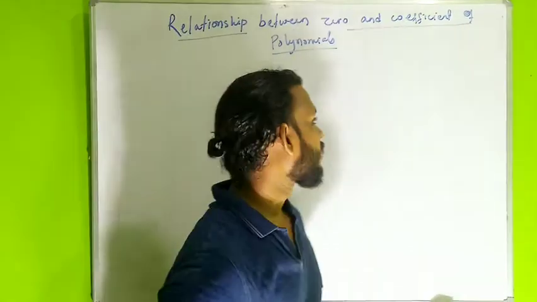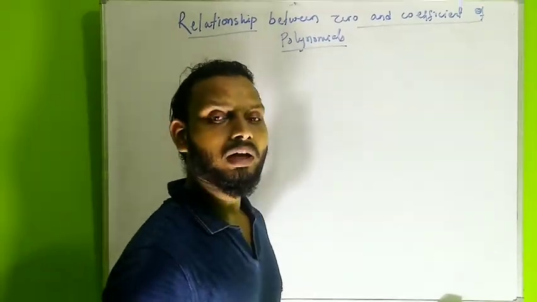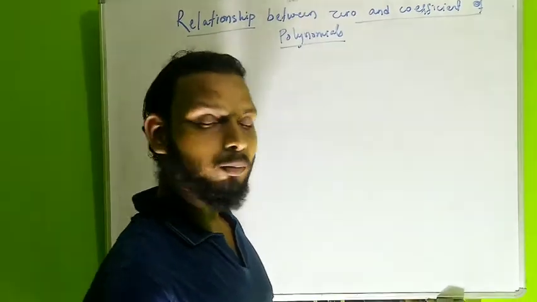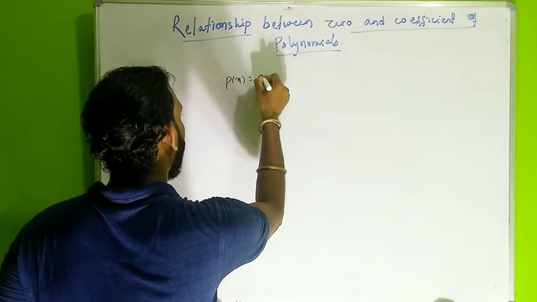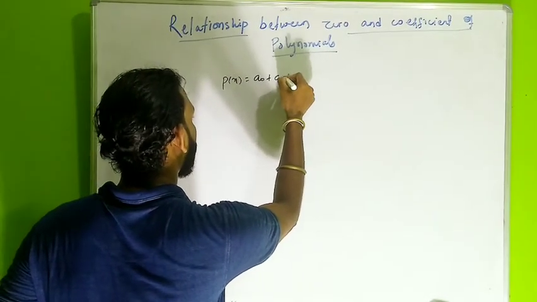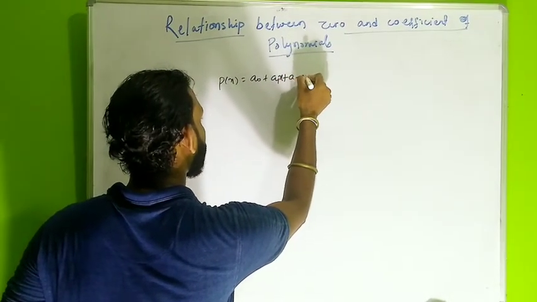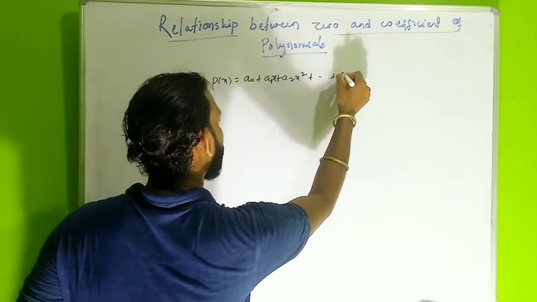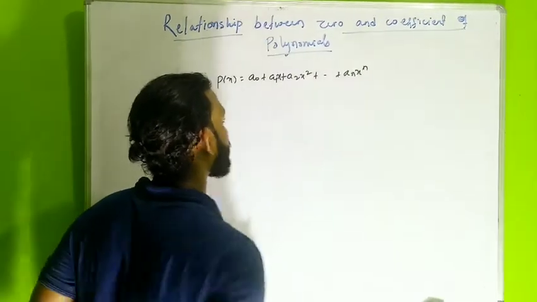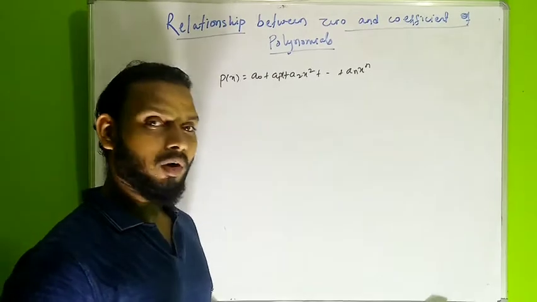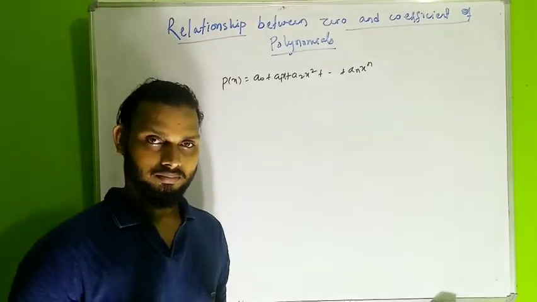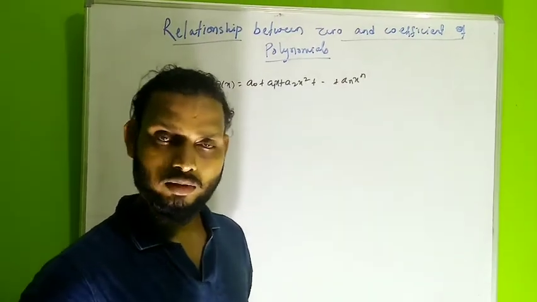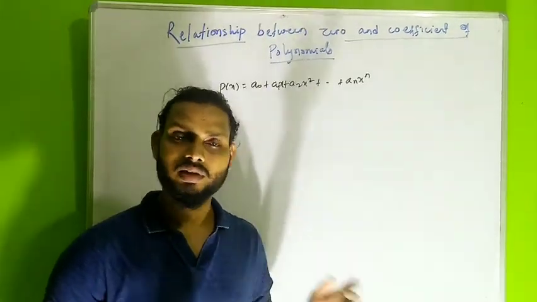So let us consider the general polynomial. You know that p(x) is equal to a0 plus a1 x plus a2 x squared and so on, up to an x to the power n. This is the general form of a polynomial of degree n if an is not equal to 0. Actually, I have told all these things in the previous class.